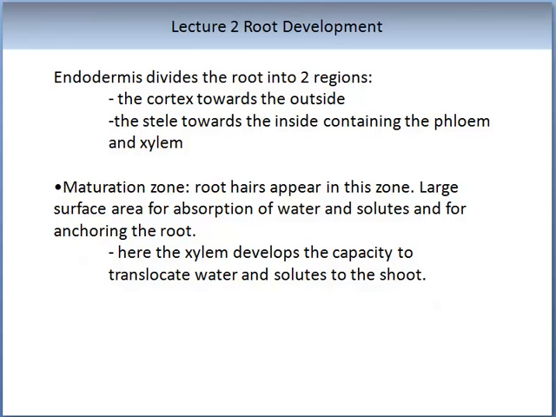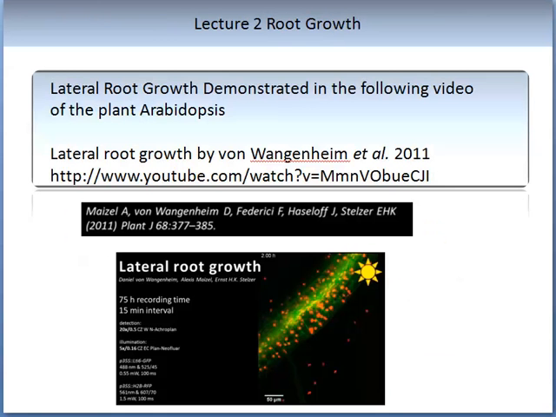Now that you have an understanding about the three major zones of root, you can relate this understanding to actually watching a lateral root grow. Please stop this video here and refer to the link on Moodle. This video will show you the lateral root growth demonstrated on the plant Arabidopsis, which is a plant often used to show concepts in the plant kingdom.